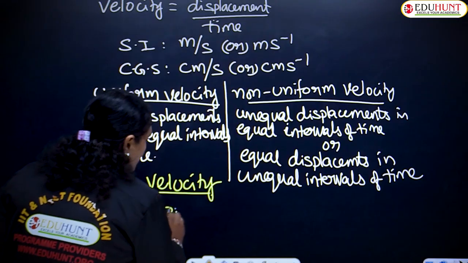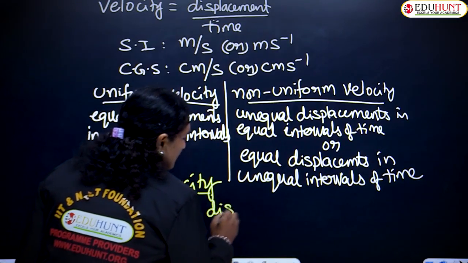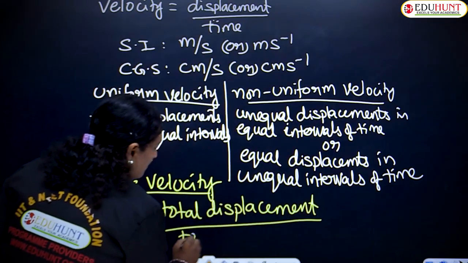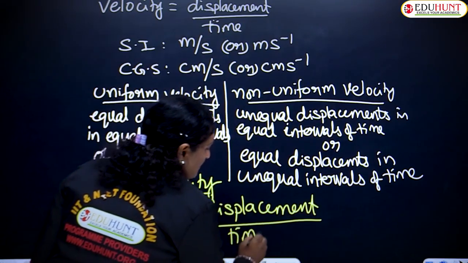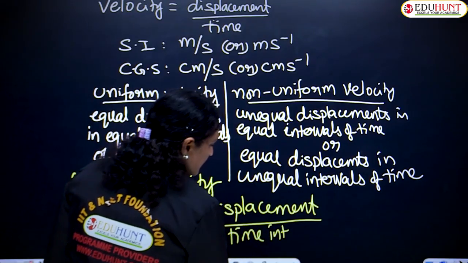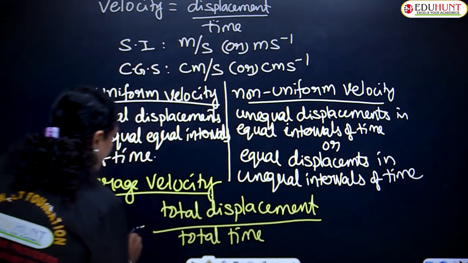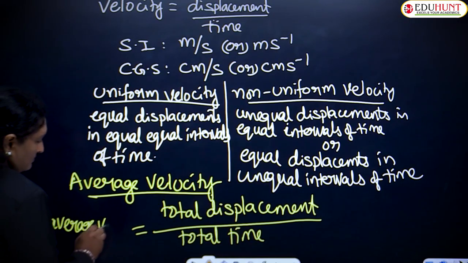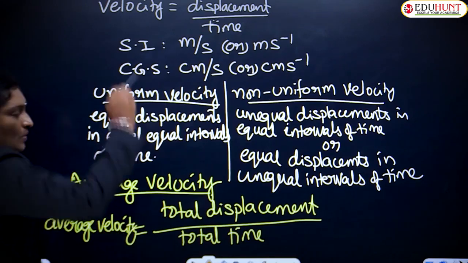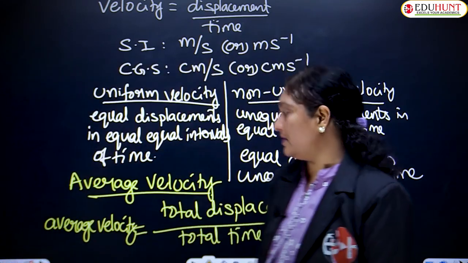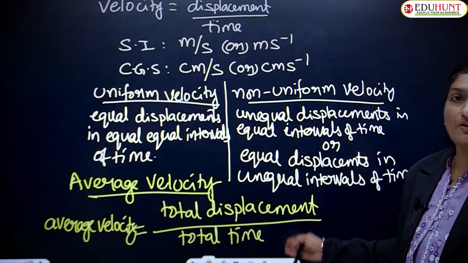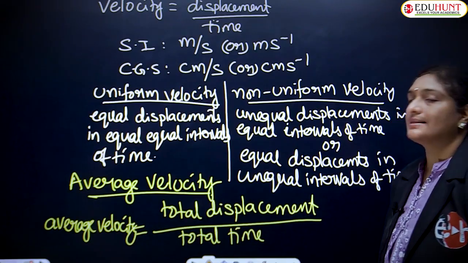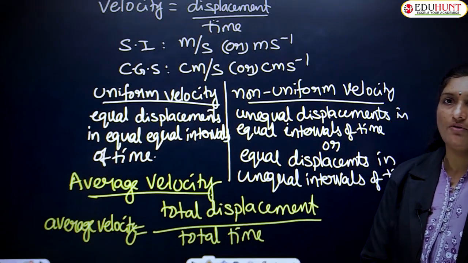That means total displacement covered by the body to that of total time is called your average velocity. Okay children, so what is average velocity? The total displacement covered by a body to that of total time is called your average velocity. So, in this case, the body may be moving with non-uniform velocity.